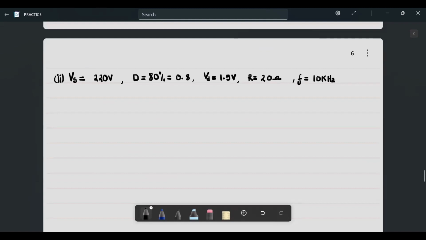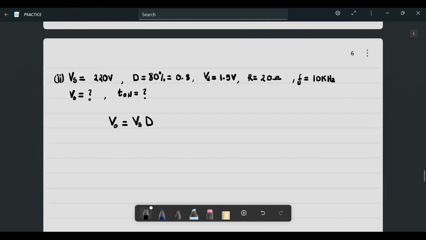Okay. Now the question: we have to find the output DC voltage, and also have to find T on. So what do we do now? Since we're not told what kind of chopper this is, we are going to assume the first case. So VO is equal to VS times the duty cycle, right?